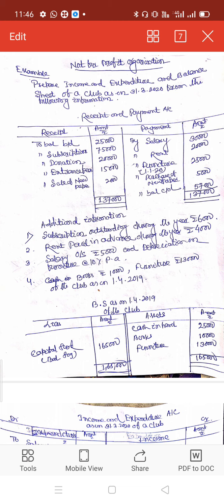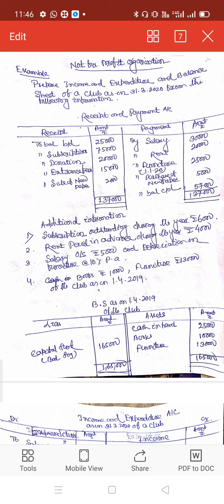Now we have to discuss some important terms used in a not-for-profit organization, that is subscription, donation, grant, legacy, endowment fund and honorarium charges. Now we have to discuss one by one.